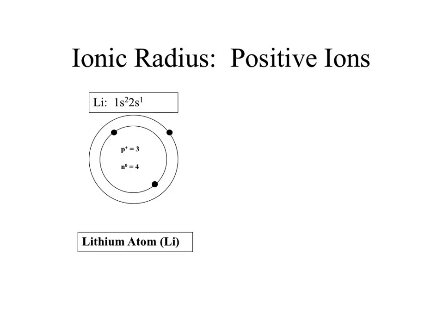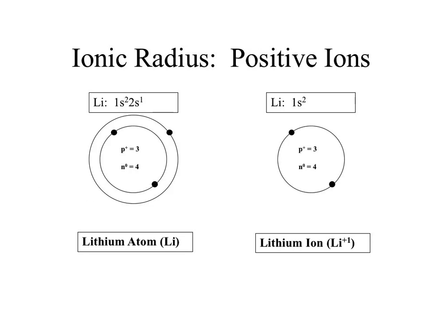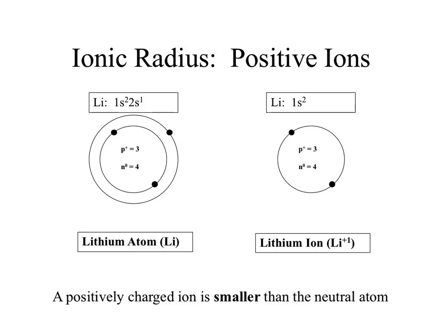Positive ions get smaller. That's because they're losing an electron, so you lose an energy level. So a positively charged ion is going to be smaller than what it was before, smaller than the neutral one. Now negative ions.